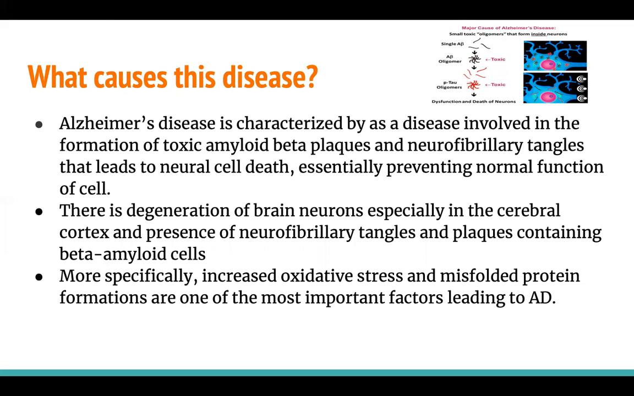Small toxic oligomers form inside neurons. You have the single A beta, and then you have the A beta after it became toxic, and then the P tau after it became toxic, and then the dysfunction and death of neurons.